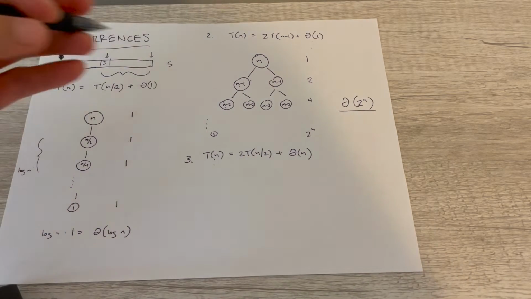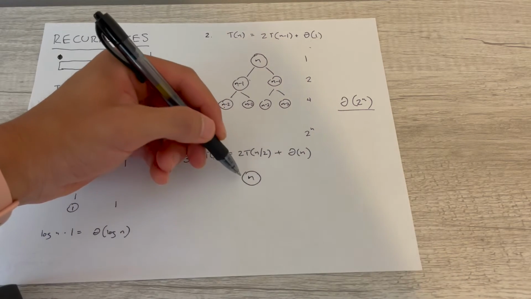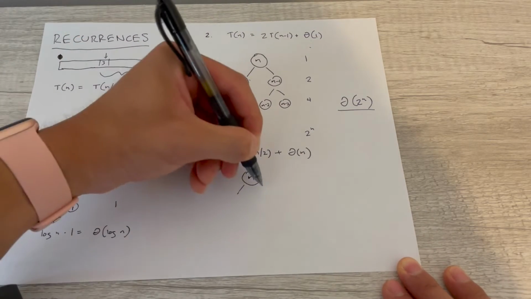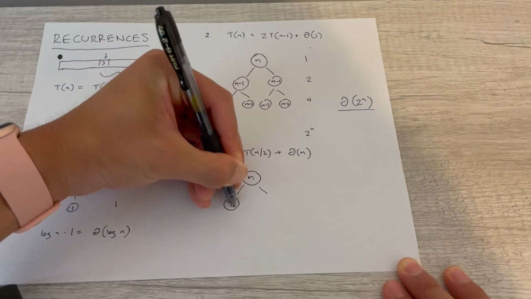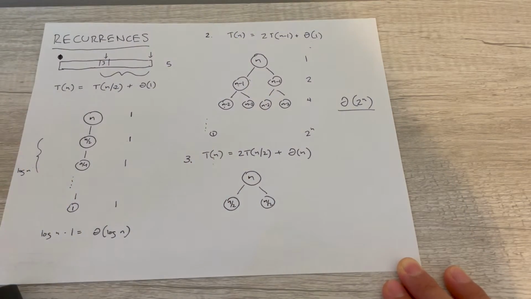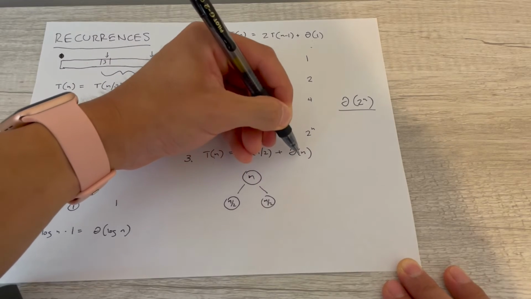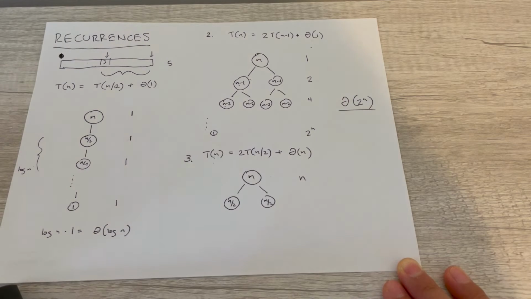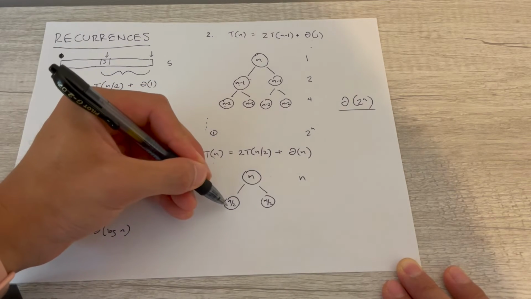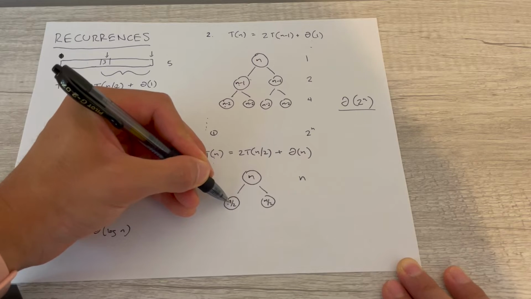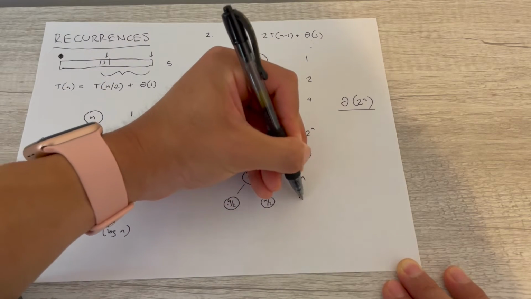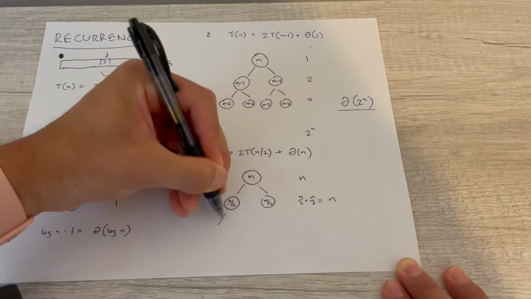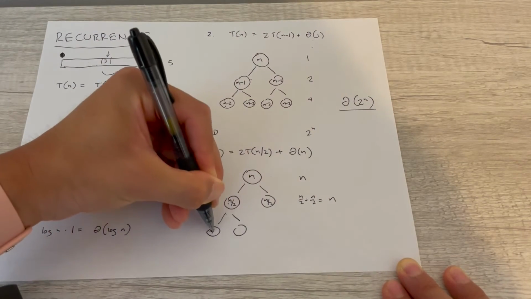Again, let's use the tree. We start at our original problem of n, but this time it's going to be calling n over 2 twice, but also doing an additional n work instead of 1, as we had in all our previous examples. In each of these, we're doing n over 2 work plus n over 2 work, which is n work total. And it's calling n over 4.